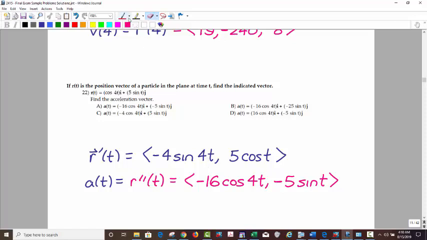And then the derivative of 5 cos t will be negative 5 sine t. So there we have the acceleration vector as a function of t, and it will be answer A.